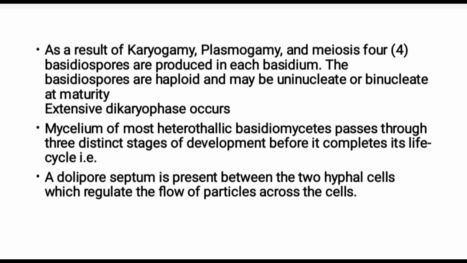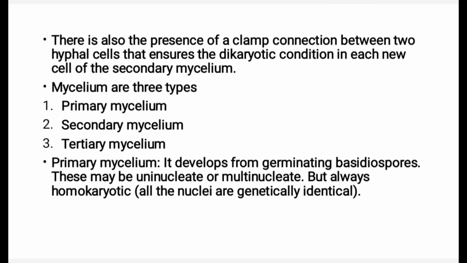At maturity, an extensive dikaryotic phase occurs. Mycelium of most heterothallic basidiomycetes passes through three distinct stages of development before it completes its life cycle. A dolipore septum is present between two hyphal cells, which regulates the flow of particles across the cells. There is also the presence of a clamp connection between two hyphal cells that ensures the dikaryotic condition in each new cell of secondary mycelium. Mycelium are of three types: primary mycelium, secondary mycelium, tertiary mycelium.